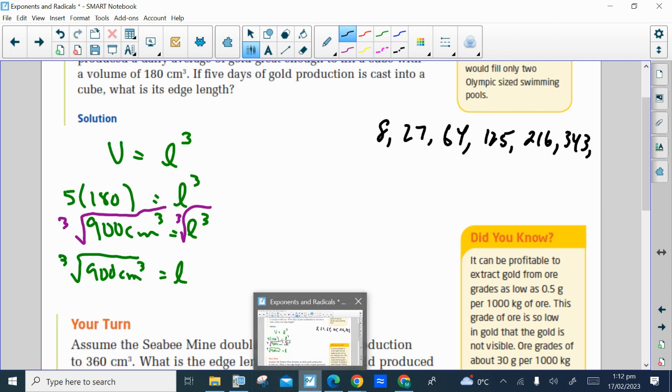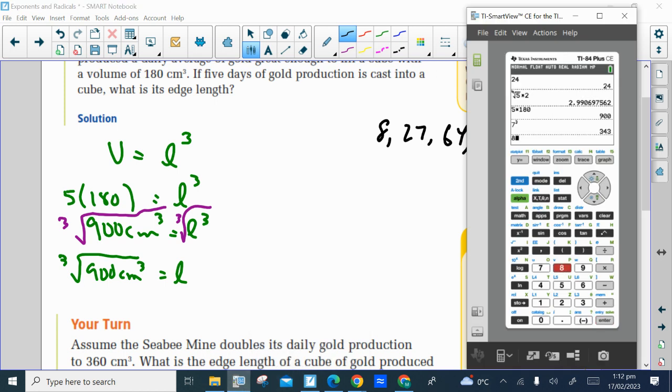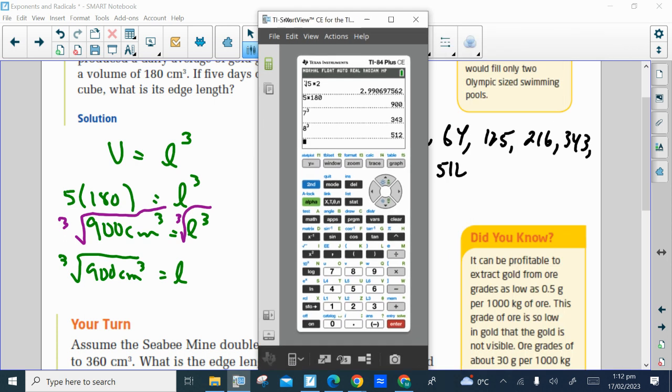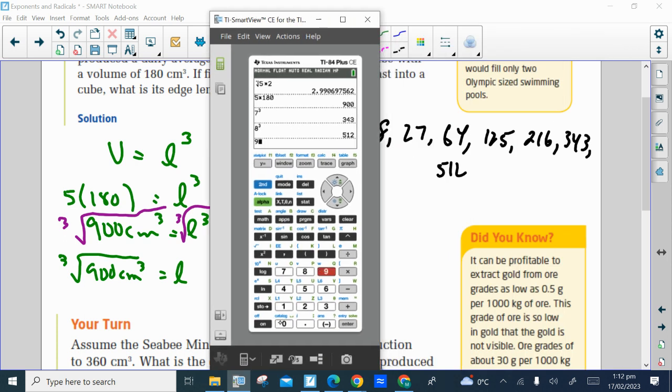I can try one more. What about 8 cubed? 8 to the power 3, 512. I don't need to go any further than that. In fact, with 512, I think we can already know that it's probably not going to divide into 900 evenly. 900 divided by 2 would be only 450. But just to check, 512 doesn't divide into 900 evenly. 900 divided by 343 doesn't go evenly.